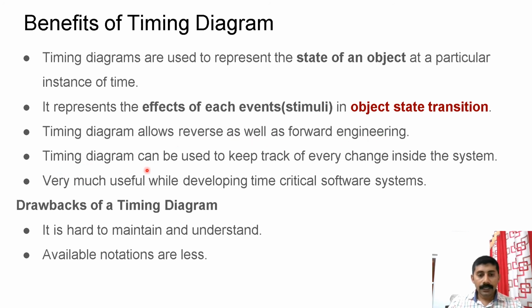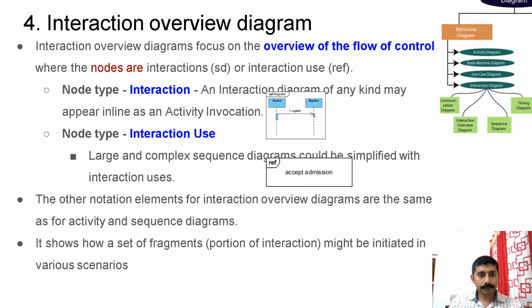A timing diagram can be used to keep track of every change inside the system. It is very useful while developing a time critical software system, because for each transaction, for each state change, how much time delay there is can be clearly tracked using a timing diagram. Regarding the shortcomings of a timing diagram, it is hard to maintain and understand, and the available notations are also very few. So that's all about the timing diagram.